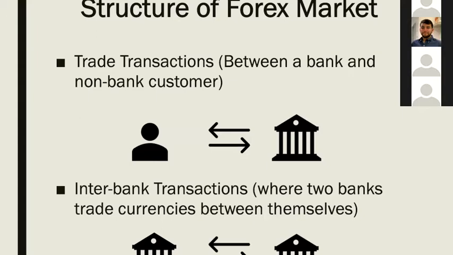Yeah, so the foreign exchange market has two segments. It's like a coin. A coin has two sides, the same way. If you look at this particular PowerPoint slide, the first segment of the market is trade transaction between a bank and a non-bank customer, a bank and a customer. So for example, a bank and Wilfredo or a bank and Norberto. That is one segment of the foreign exchange market. The second segment is interbank transaction, which means banks also buy and sell to each other.